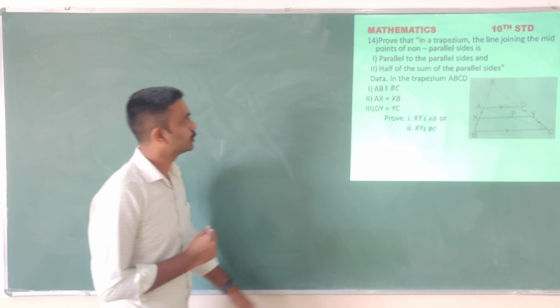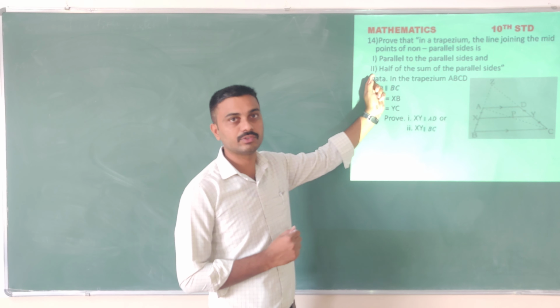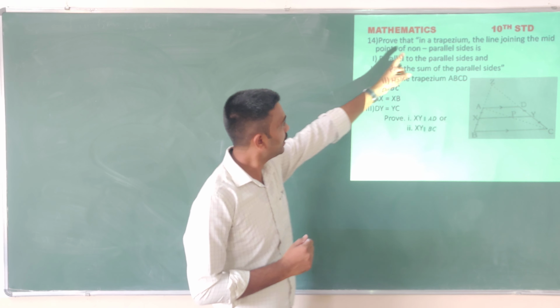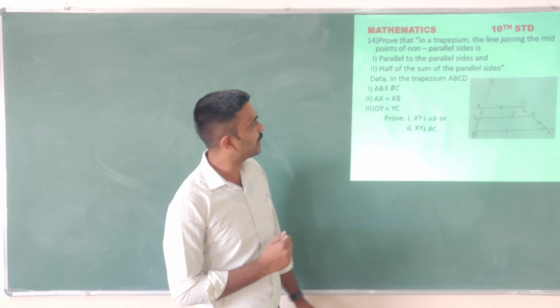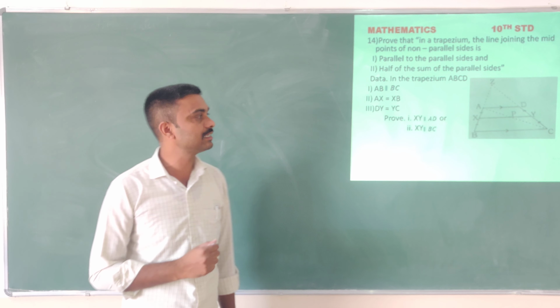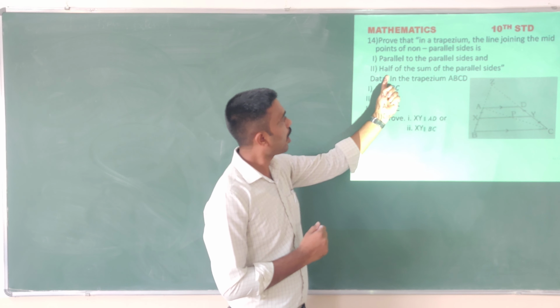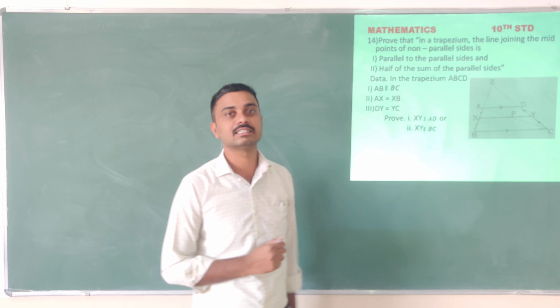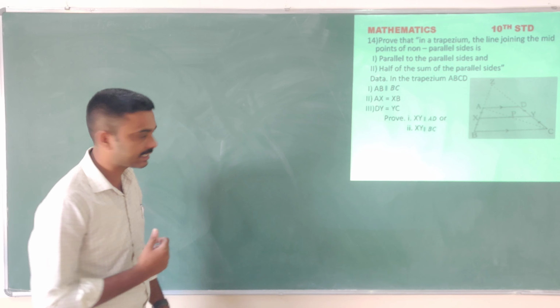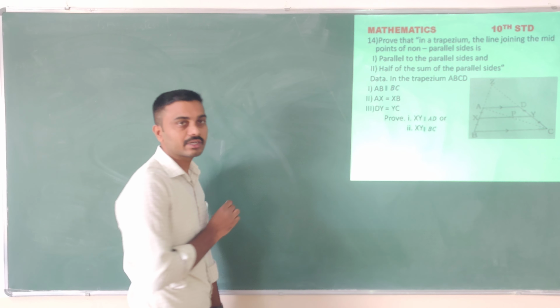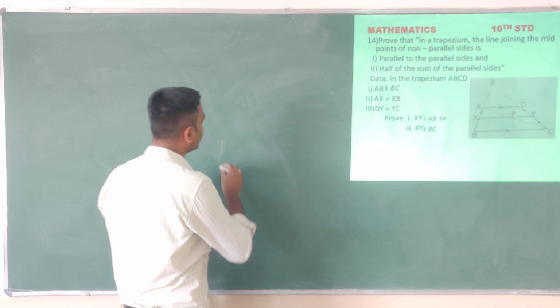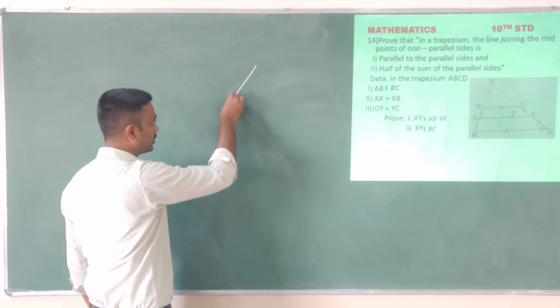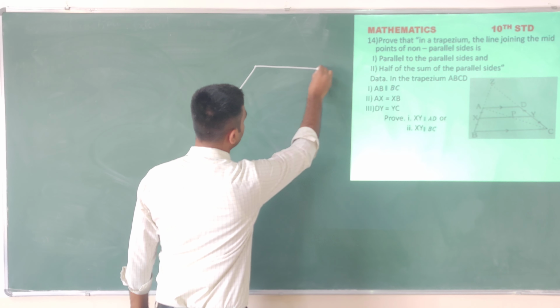Now we will show the second condition of this problem, which is that in a trapezium the line joining the midpoints of the non-parallel sides is half of the sum of the parallel sides. A very simple result. Again, the second condition. For that we need to consider a trapezium ABCD.